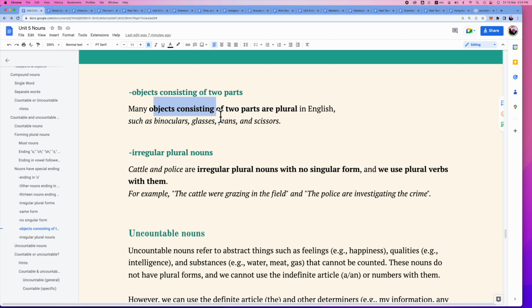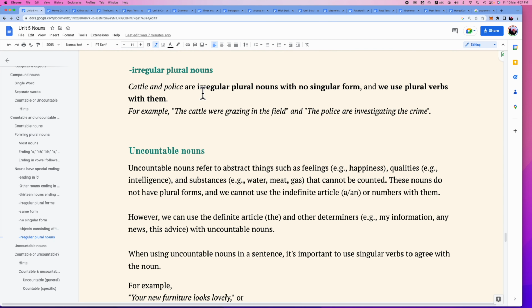Many objects that have 2 parts are mostly plural. For example, binoculars, glasses, jeans, scissors, pants, etc. And with irregular plural nouns and nouns with no singular form, we use a plural verb. For example, the cattle were grazing in the field, or the police are investigating the crime.